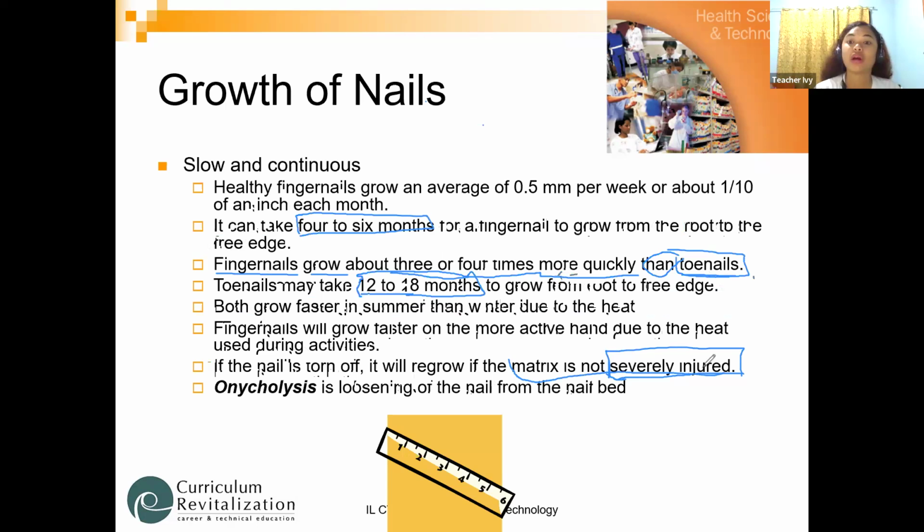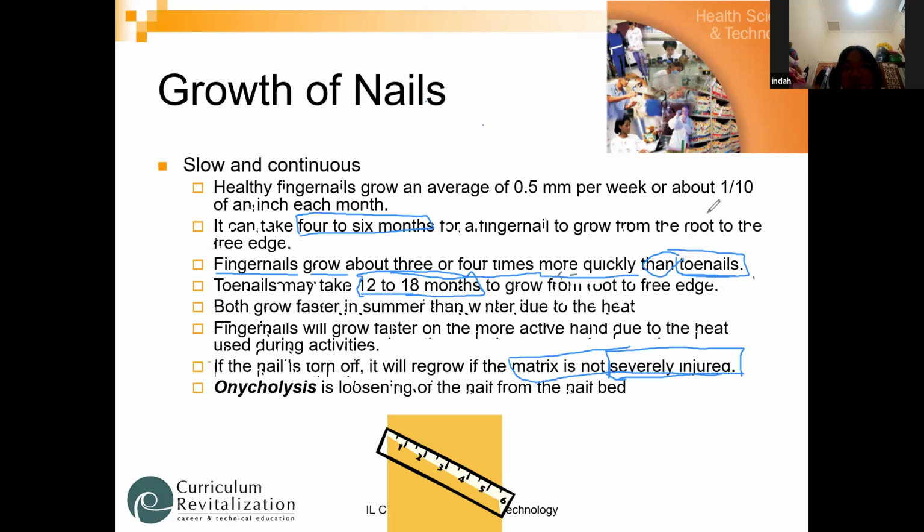Okay? Remember that it takes time for our nails to grow. It matters where the nail is. If it is in the finger, how many months does it take for the fingernails to grow? 12 to 18 months. Fingernails, in the fingernails. Oh, 3 or 4 times. 4 to 6 months. Okay.